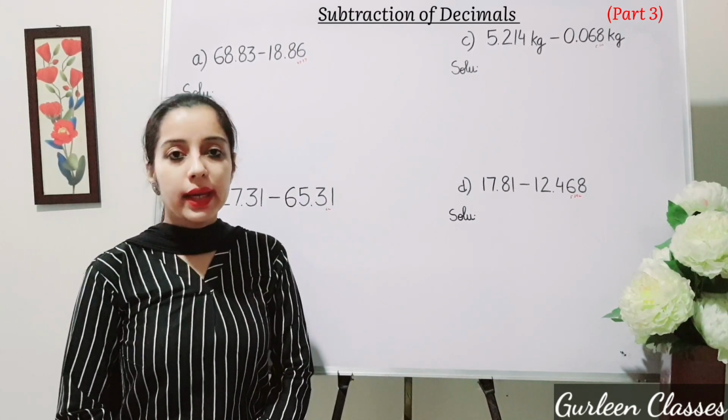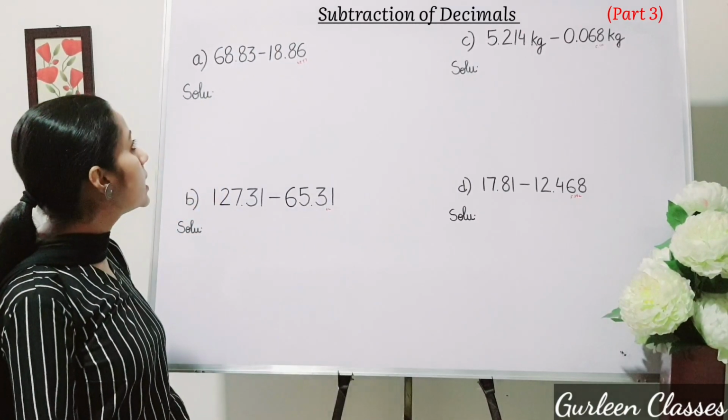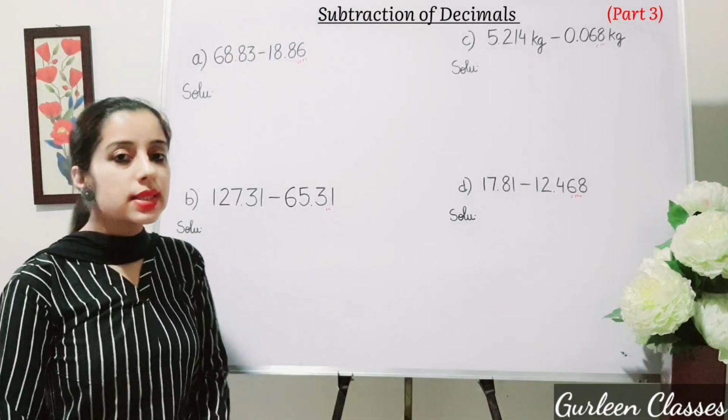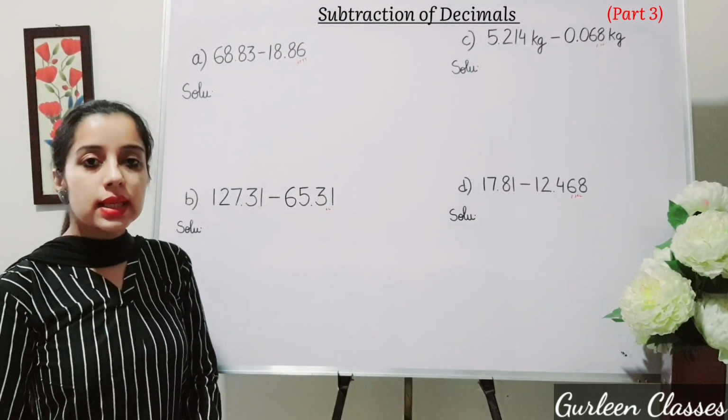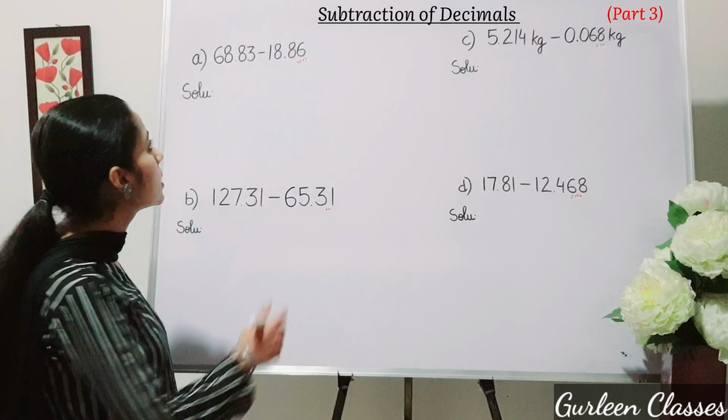So it is the same as addition. Here we have to subtract. A bar: 68.83 minus 18.86. So first let us see whether both are in like decimals. Yes. So let us subtract.